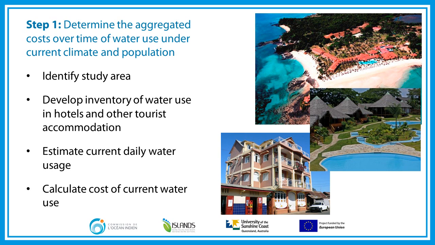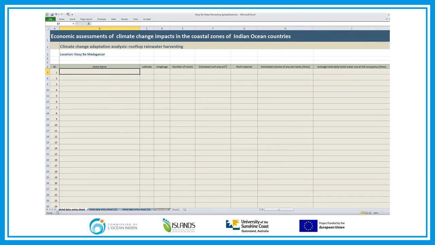As we're collecting data, it will also be important to find out which months the hotels have the most guests so that we can track seasonal changes in water demand and compare that to the potential supply of water from rooftop rainwater harvesting. A spreadsheet has been created to assist in the data collection process. The information will be collected through the use of surveys or interviews, most likely with hotel managers.